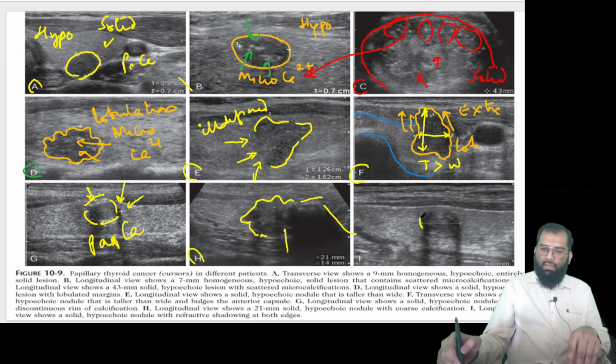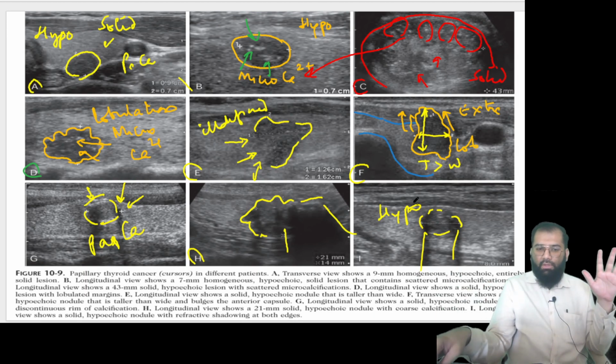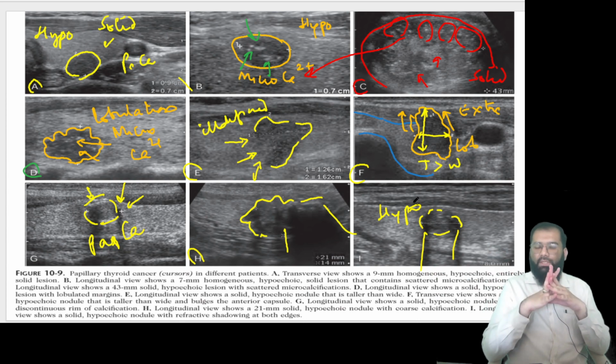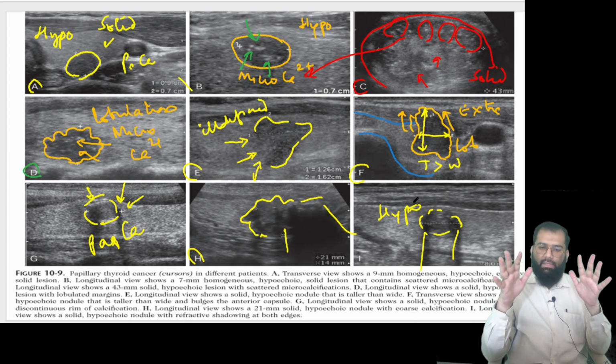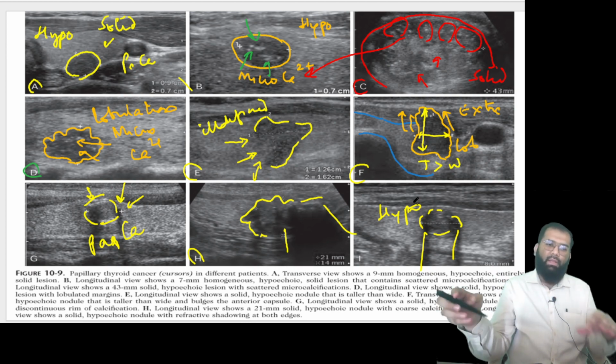Now here you see that there are few peripheral calcifications with side edge artifacts, and you can see this is a hypoechoic lesion. Again, small hypoechoic lesion, but it turned out to be malignancy. That is papillary CA. So if you want to summarize all important features of malignancy, that is papillary CA, they are hypoechogenicity, lobulations, and ill-defined nature, and wider than taller.